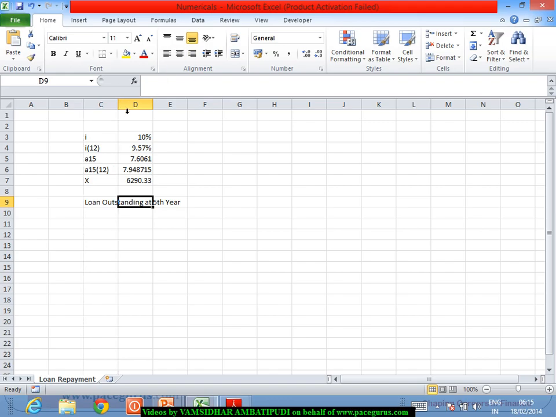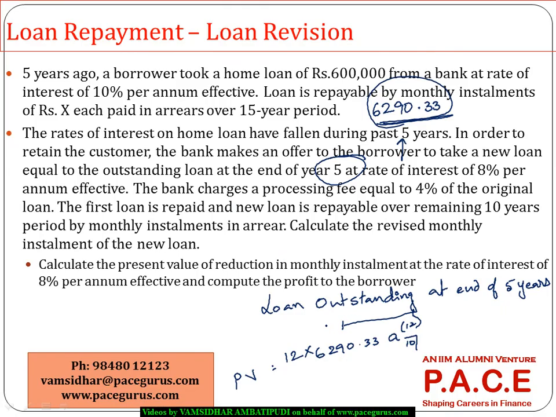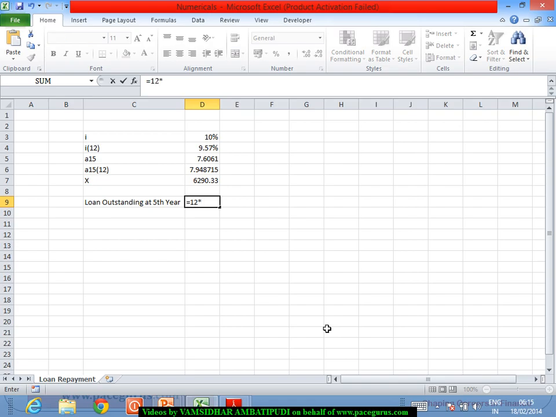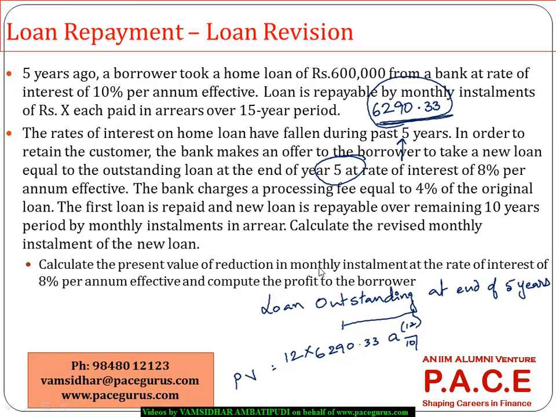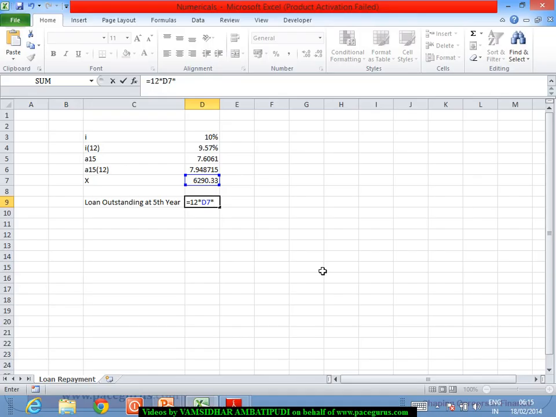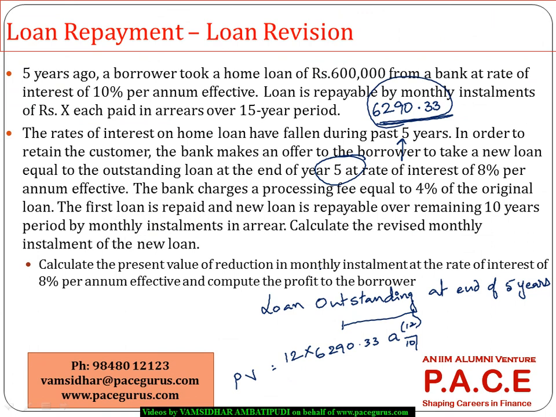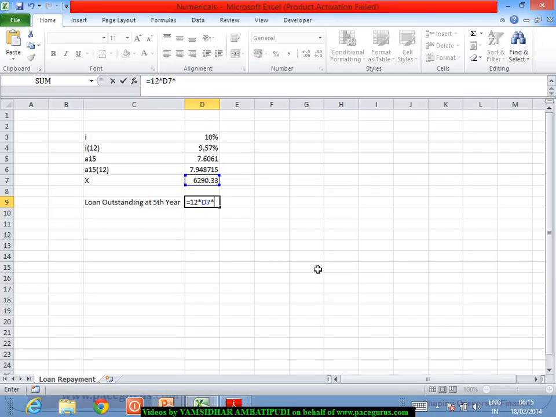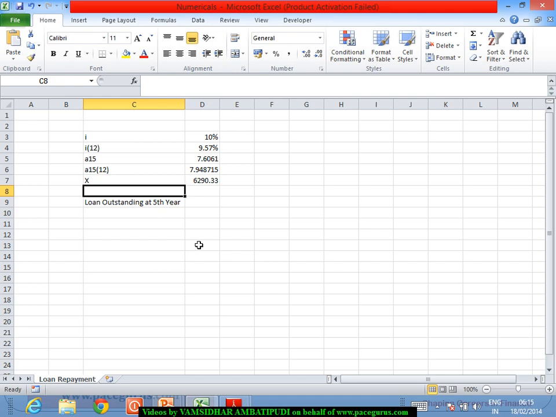So I can look at the loan that is outstanding at the end of the 5th year by getting this as 12 times 6290.33. This is the annual payment, and a12 for 10. Oh, I need to get a10, because I do have i by i12, but we don't have a10. So let me consider a10 also now at the rate of 10% itself. I'll try to compute what is a10, because 10 more periods of the loan I am still to pay.